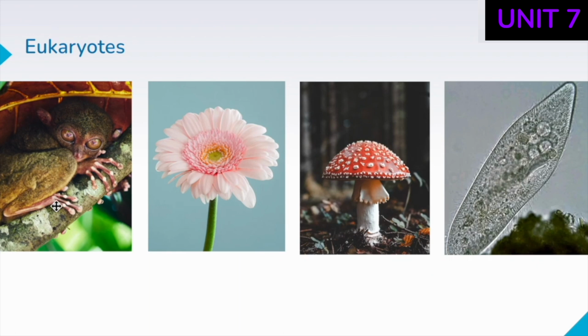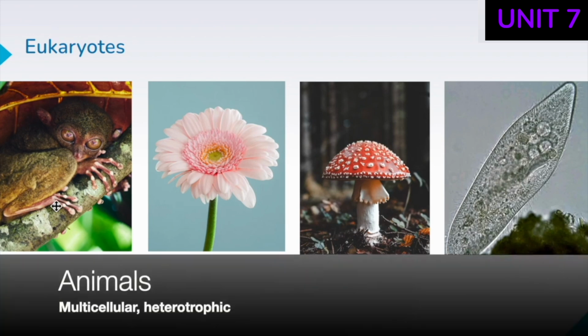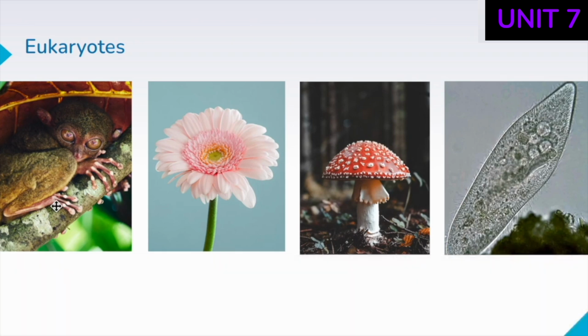And then, of course, animals here, these are multicellular organisms. They do not have a cell wall, they are heterotrophic, and they consume their food in a variety of different ways. It can be herbivores or carnivores or omnivores.